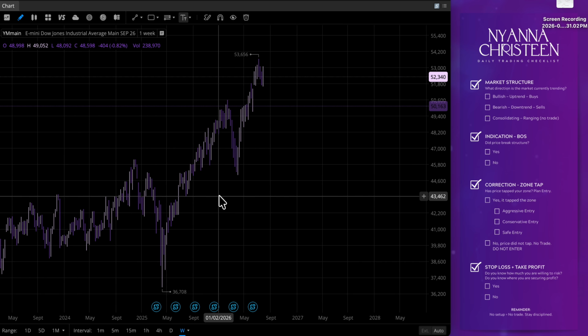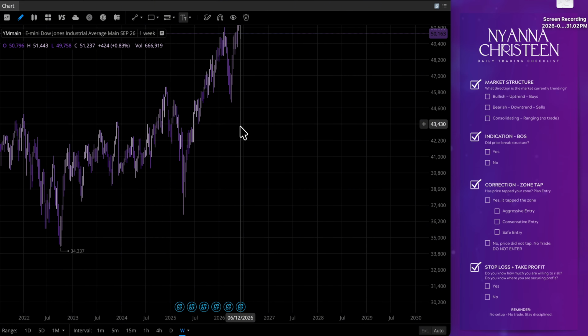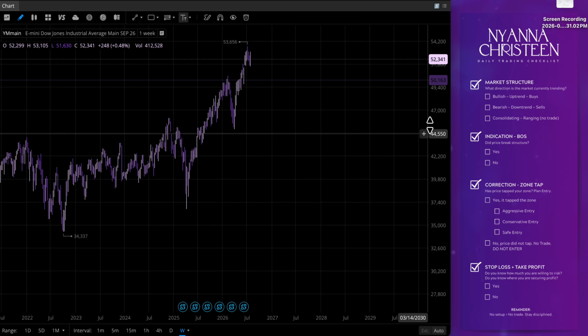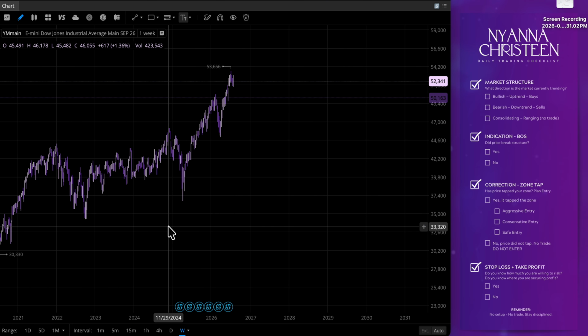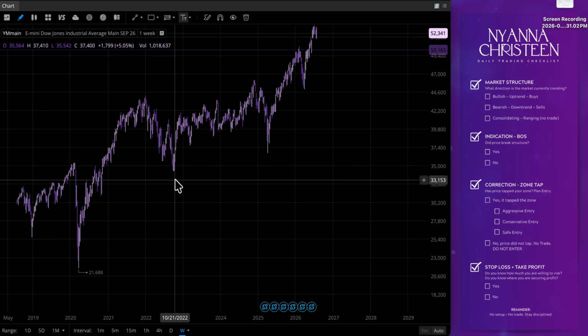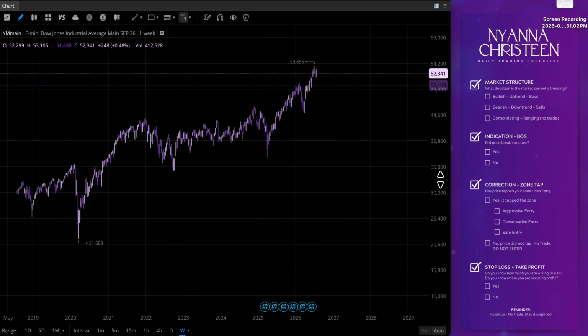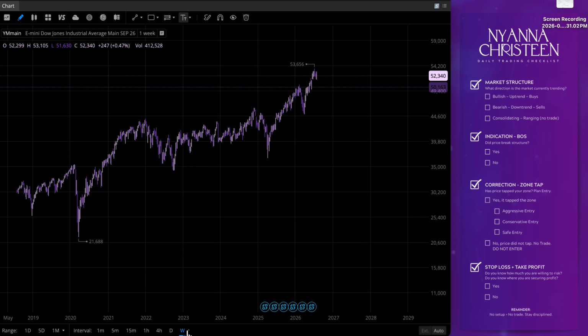So let's do YM, another blank chart. So another example. Is this a good example? Oh, okay, there it is. This is a great example, actually. I'm on my weekly time frame. I'm going to start with my trend line overall.